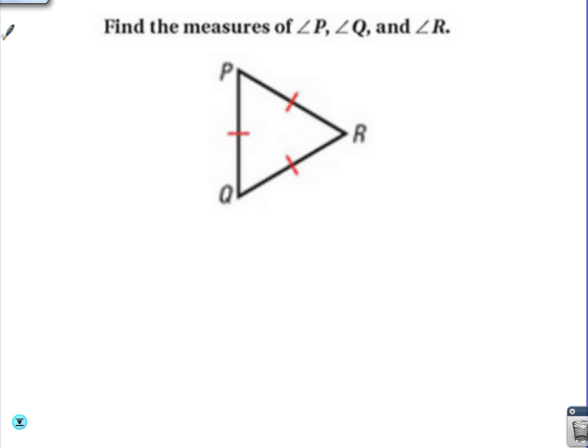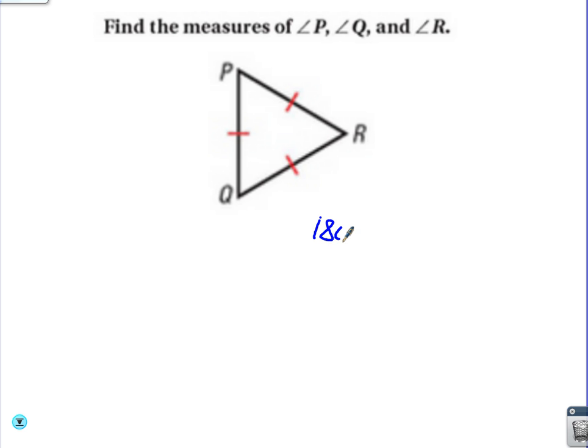It says find the measures of angle P, Q, and angle R. Notice that you have an equilateral triangle, and like I just said, not only is it equilateral, but it's also equiangular. So, Erica, if all three sides are the same, all three angles will also be the same. How big are each of them, Erica?